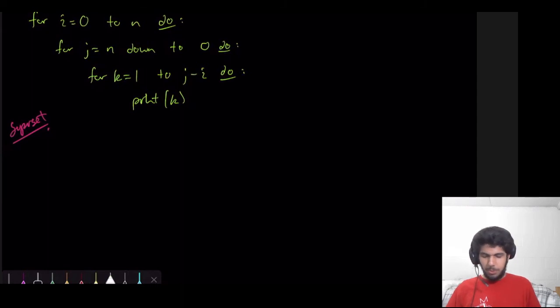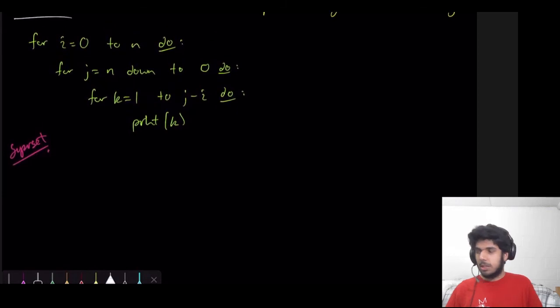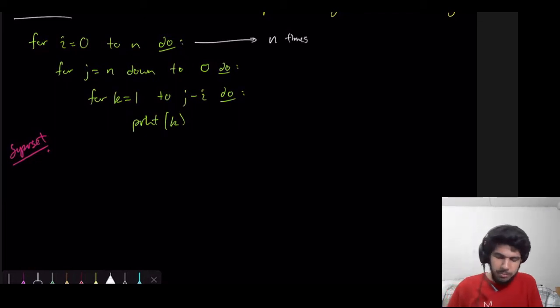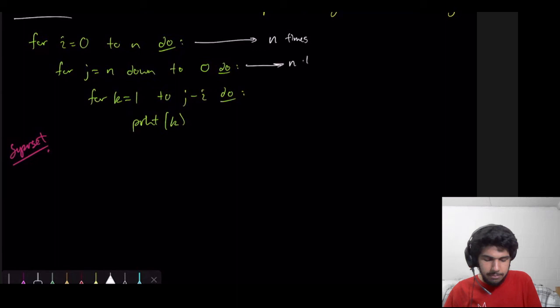Okay, so what we're going to do is the same thing we did previously, in that we're going to notate how long each loop runs. So this outer loop goes from 0 to n, so this runs approximately n times, maybe it's n plus 1, but it's O of n. J goes from n down to 0, so that will also always run n times.